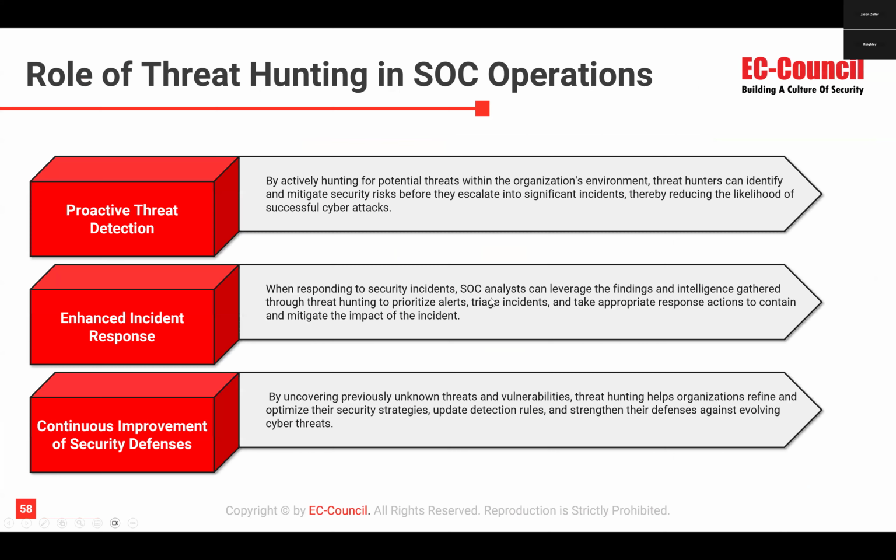Let's see here. The role of SOC hunting operations in proactive threat detection. This is for you guys to protect it, by identifying and mitigating those security risks before they escalate into significant events. Enhanced incident response is when you actually find something and make sure that you can leverage those findings and intelligence through the prioritization of alerts, triage of the incidents, and then take appropriate action. Continuous improvement in those environments is updating your detection rules, things like that, when you do have incidents that come in.